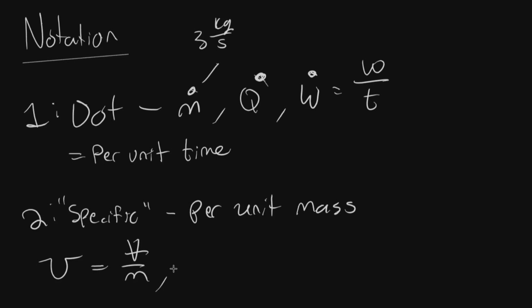We can have things like specific internal energy, which is our total internal energy per unit mass. Things like specific entropy, which is s. We'll talk about that later. Basically, if it means specific, almost all the time we're going to be talking about per unit mass. And so these are some of the basic ideas that we're going to be talking about as we're looking at applied thermodynamics.